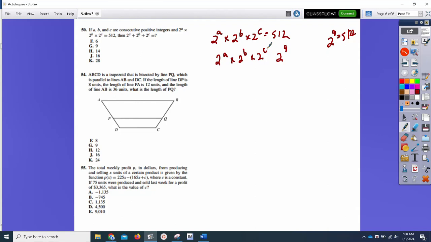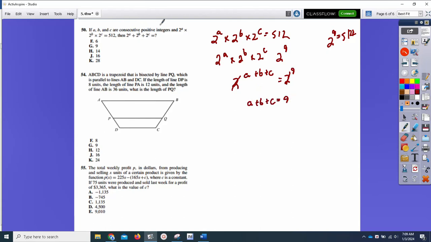Now, we are multiplying like terms. When you multiply like terms, you add the exponents. So 2 to the a plus b plus c is 2 to the 9th. Throw away the bases. A plus B plus C is 9.